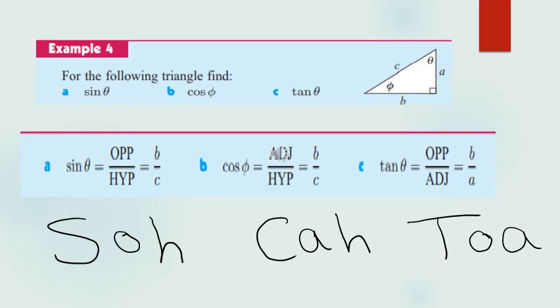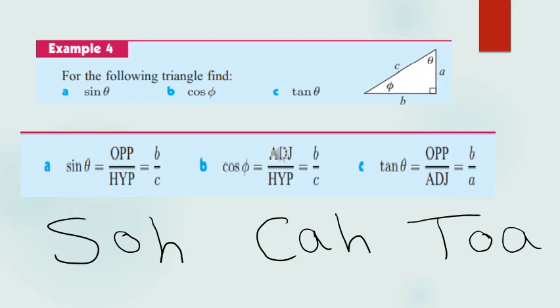What about cosine phi? Cosine phi, look at phi please. Again, cosine is adjacent over hypotenuse, and the hypotenuse is always C. What about the adjacent? Look at phi please. It has two sides that are next to it. One of them is C, which is the hypotenuse. It can't be the adjacent. So the other one is B. So B is the adjacent, the side that is next to the angle. So cosine phi equals B over C.